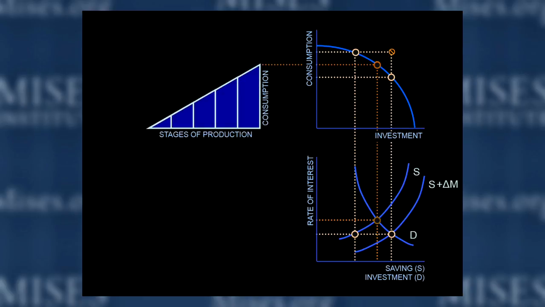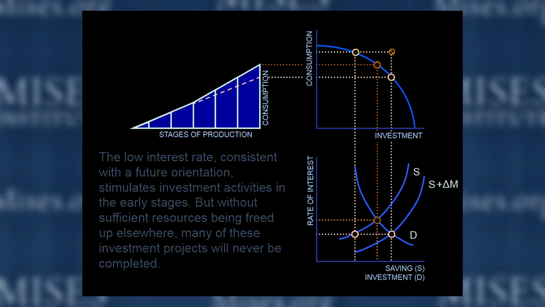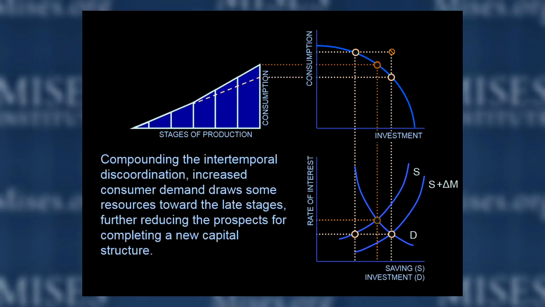Okay, now look at the stages of production, the triangle. The low interest rates, consistent with future orientation, stimulate investment activities in the early stages. So you can see that to the left there. But without sufficient resources being freed up elsewhere, many of these investment projects will never be completed. That's why you have the dotted line. It doesn't quite get completed.